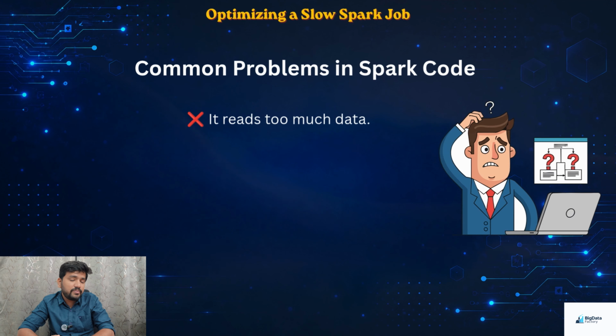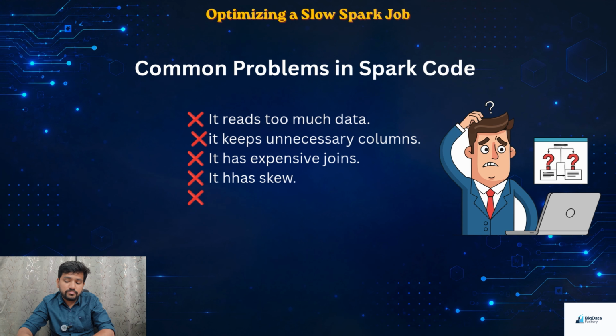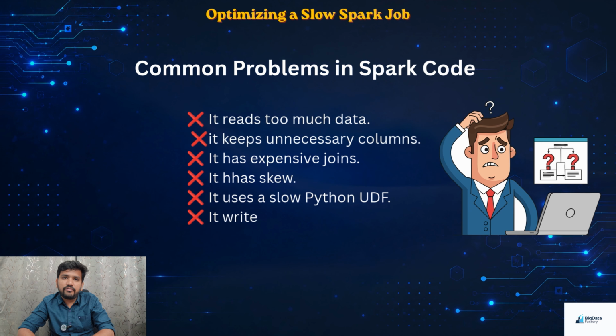But I intentionally made this job slow. It has common problems I see in beginner Spark code. It reads too much data, it keeps unnecessary columns, it has expensive joins, it has skew, it uses a slow Python UDF, and it writes too many files.